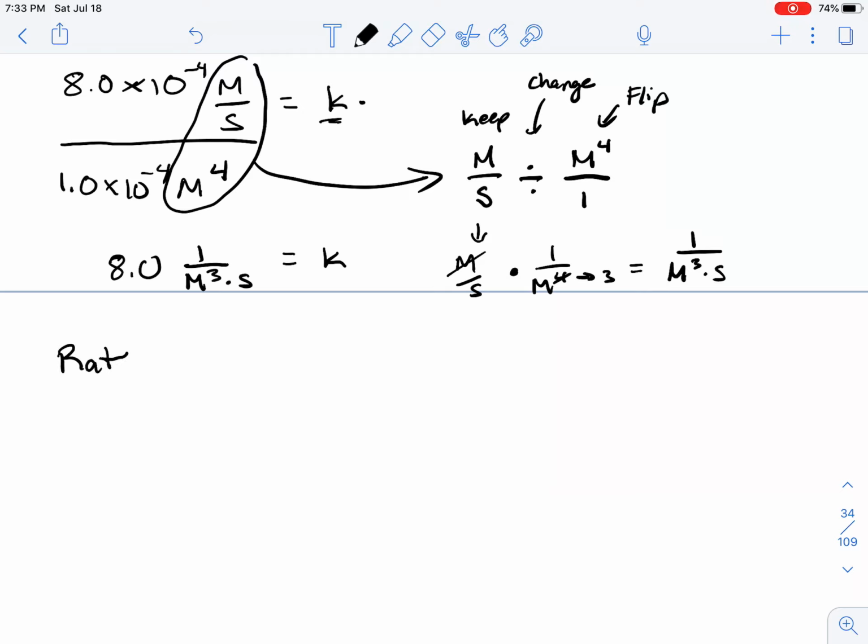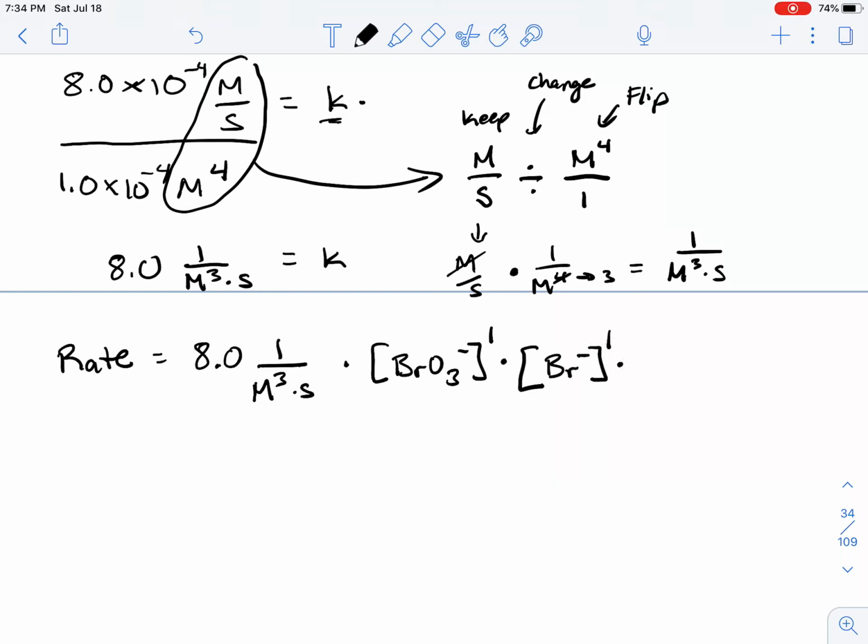of the reaction is equal to 8.0, 1 over molarity to the third times second, times this by the concentration of bromate raised to the first power. It's following first order kinetics, times this by the concentration of bromide raised to the first power. Once again, it's following first order kinetics, and the concentration of hydrogen ion raised to the second power. So the hydrogen ion is following second order kinetics.